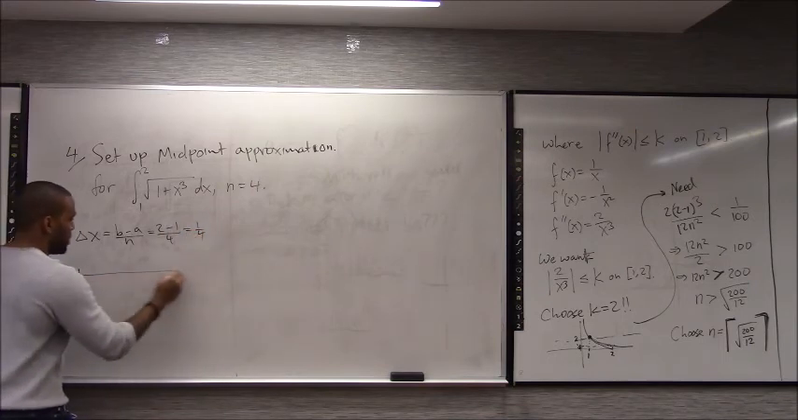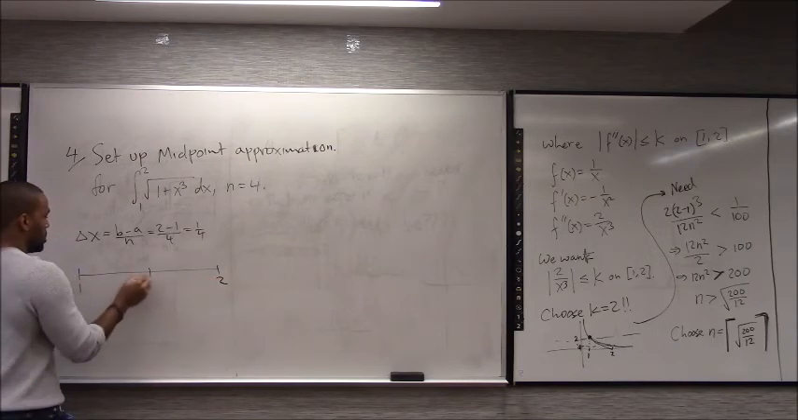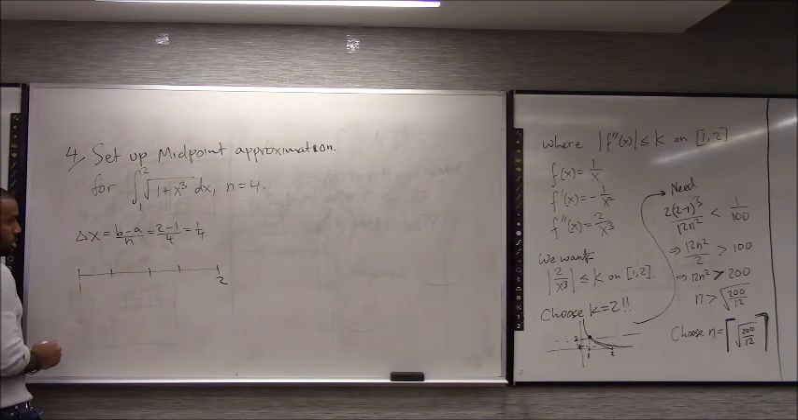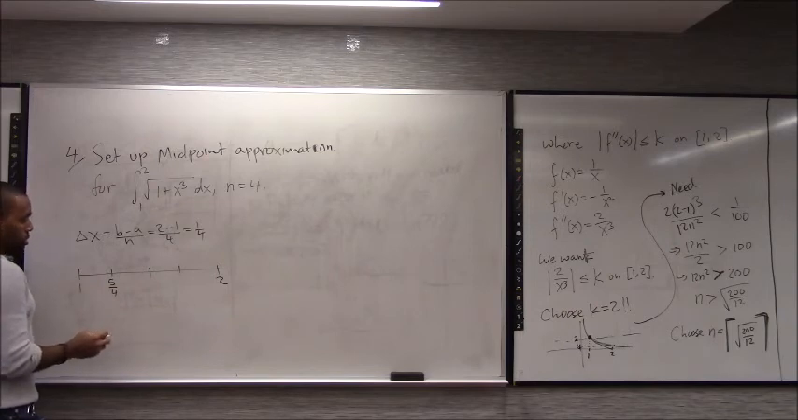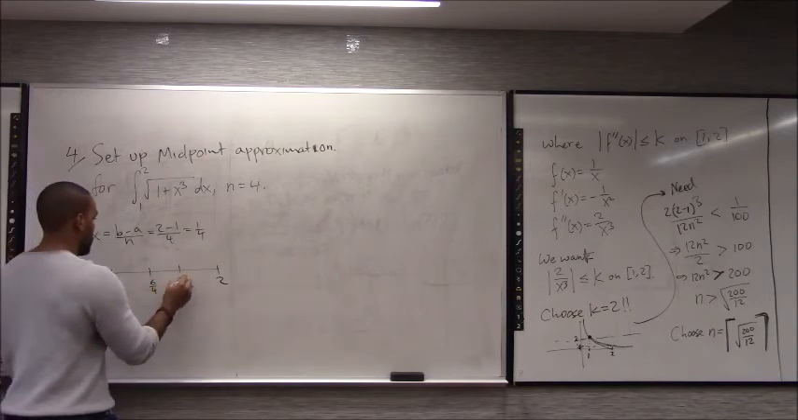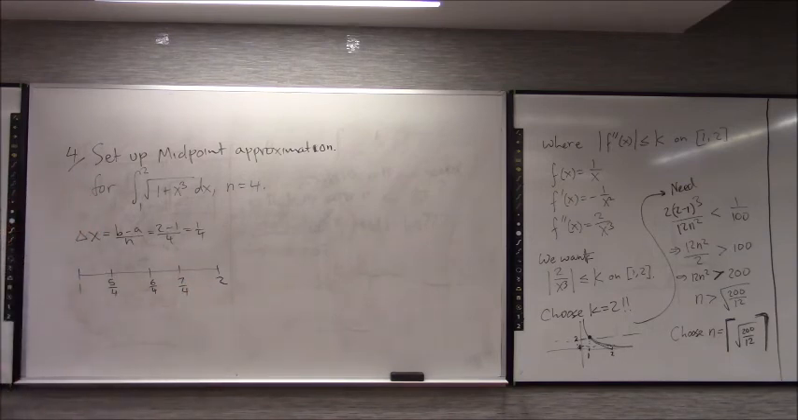So that means your interval between 1 and 2 is cut into 4 slices, where each one is a quarter. So this is 4 over 4 plus 1 over 4, 5 over 4, plus 1 over 4, 6 over 4, plus 1 over 4, 7 over 4, plus 1 over 4, 8 over 4. That gives you 2. So those are the guys. So which one of these guys do you want to pick for this approximation?